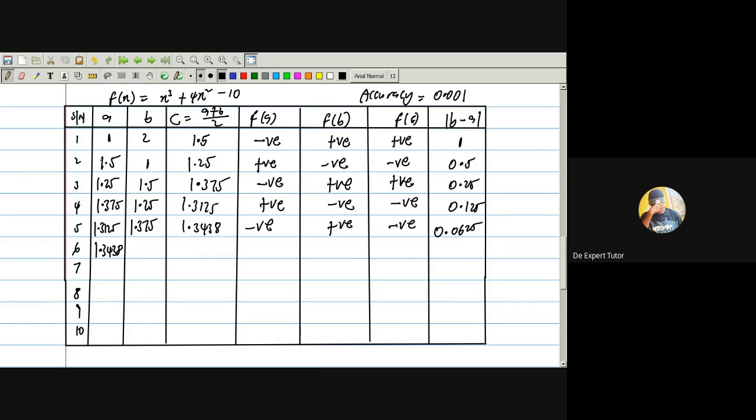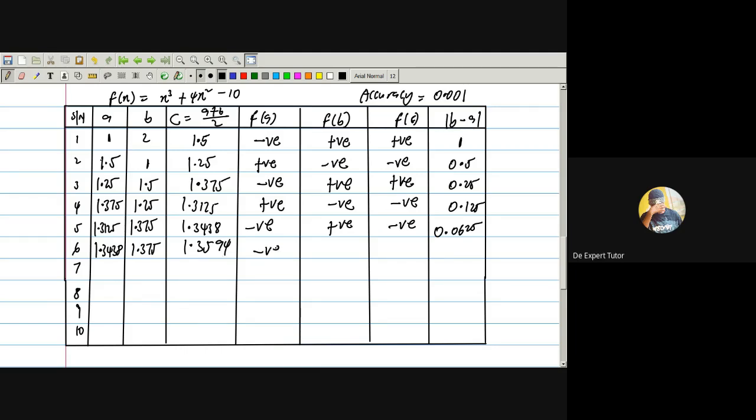I'll first pick my C before anything, 1.3438. Then look at the one that has change of sign, and that is F of B, 1.375. Negative, positive. Okay, next, bisect the two. 1.3438 plus 1.375, then divide by 2. 1.3594. Oh yeah, change of sign.